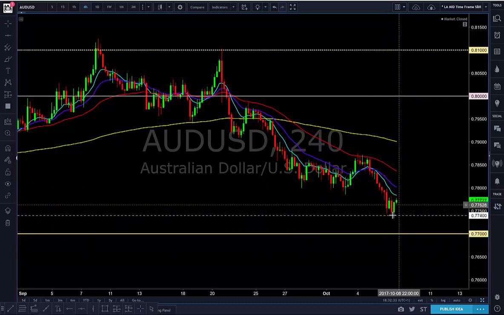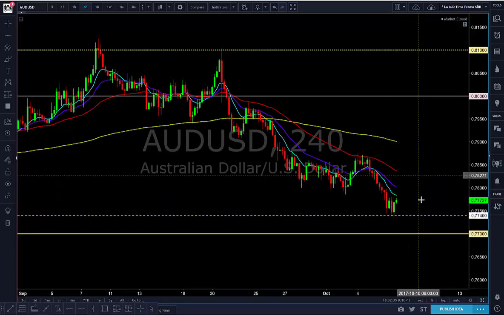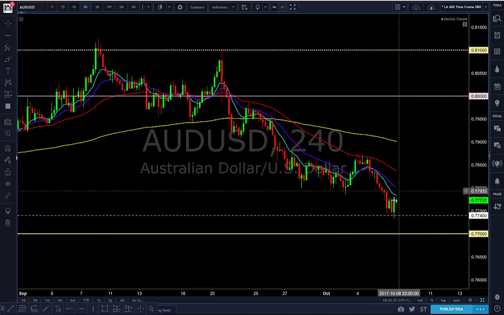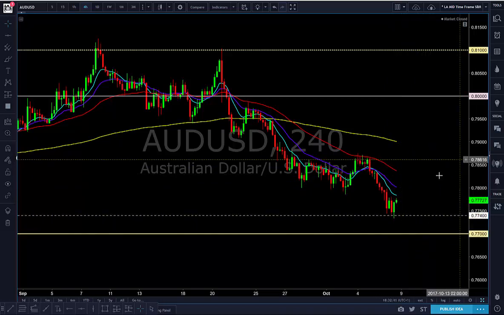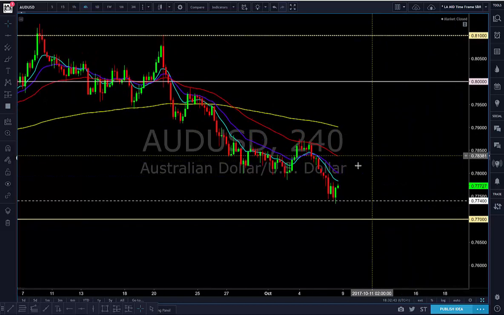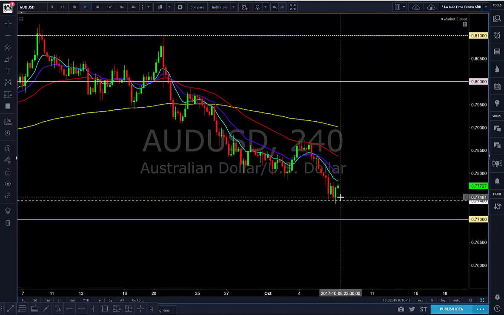And that might mean going sideways, pulling back to sell off again, or it might mean that we sell off a little bit here, go sideways, and then pull up. So watch out for how this works out, but at the moment this is the support level at 0.7740.